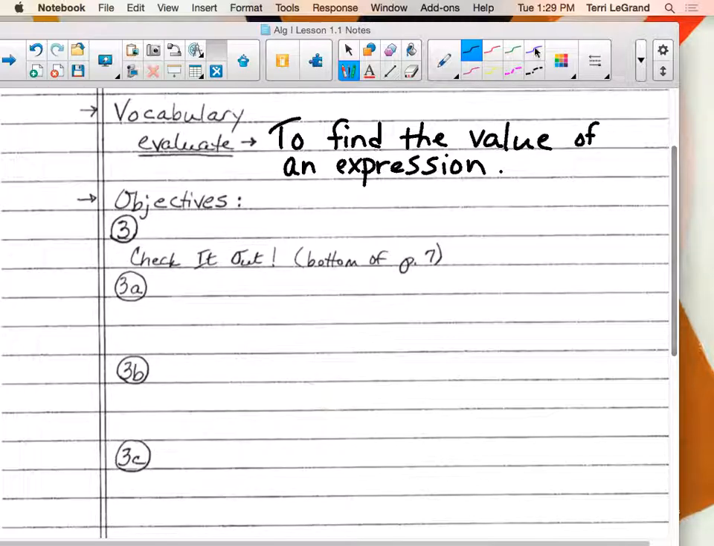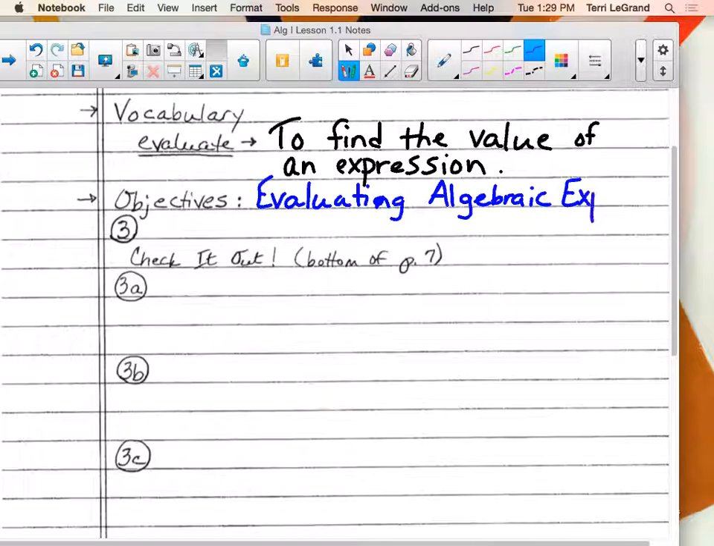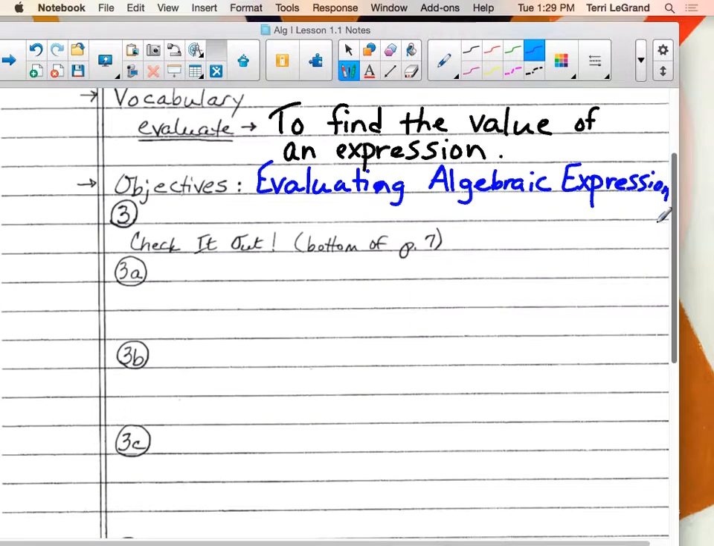Evaluating algebraic expressions. Right away, the first thing that should come to our mind is that an algebraic expression doesn't have what? An equal sign, but it has to have a variable. Okay. Oh, I wrote that. That's supposed to be here. Oh well, I don't know where I ran over.